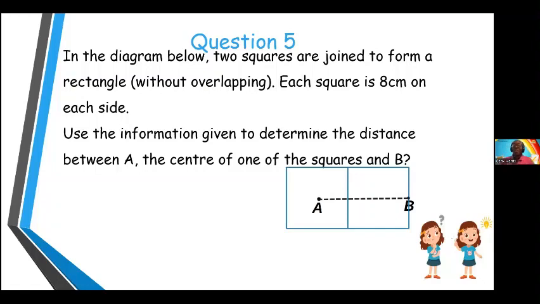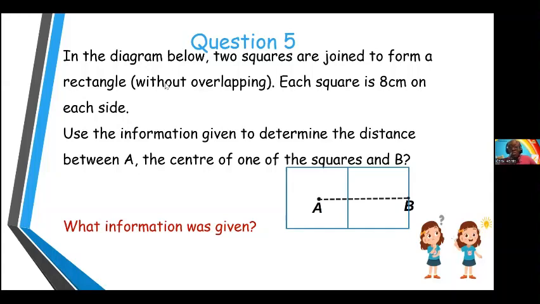Now we know by now that we need to be looking out for what information we have been given. Can I see a couple persons telling me some of the things that they've been given? I don't want the answer. Remember, we have a process. So we have two squares joined without overlapping. Anything else you've been told?